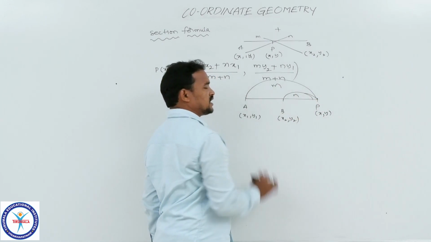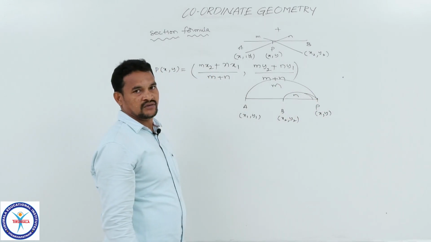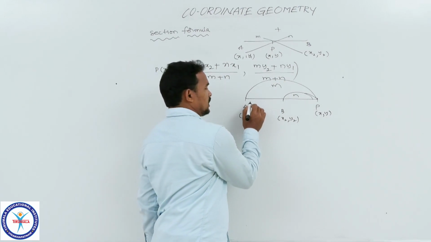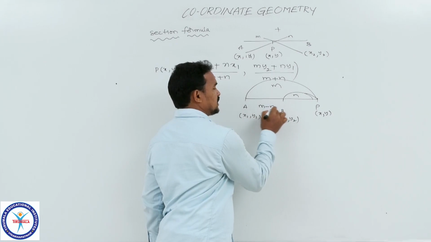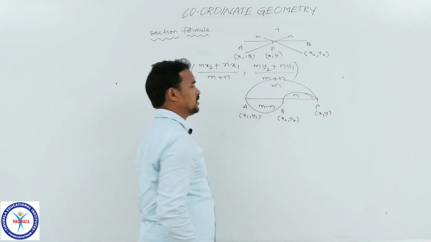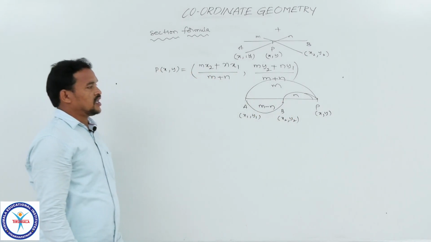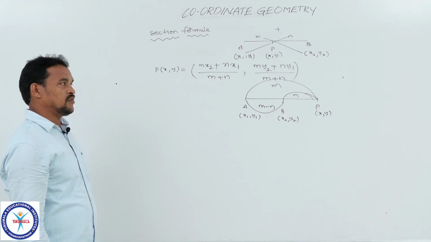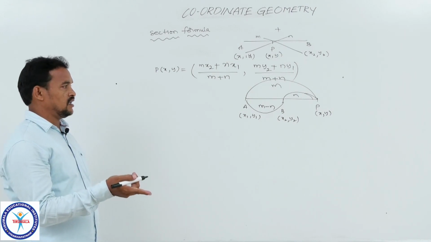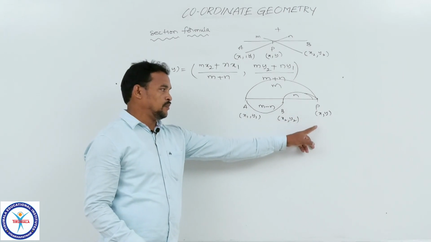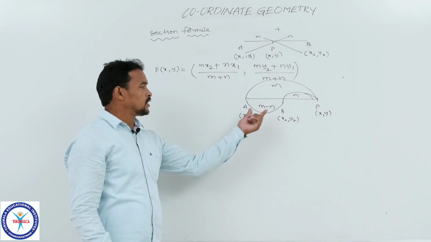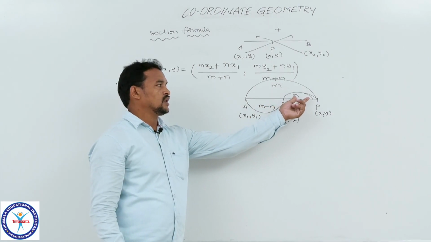Here A to P is m, B to P is n. Now here see, A to B is nothing but m minus n. P divides the line segment AB in the ratio m is to n externally. It is nothing but B divides the line segment AP internally, in which ratio? m minus n is to n.